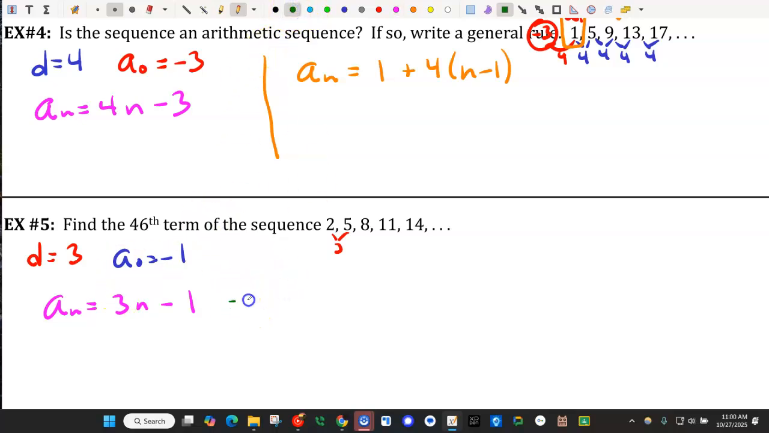Just plug it in. Plug in 46, see what you get. So the 46th term, which is the same as a sub 46, that stands for the 46th term, will be 3 times 46 and minus 1. So that is 120 plus 18, 138, minus 1, 137.